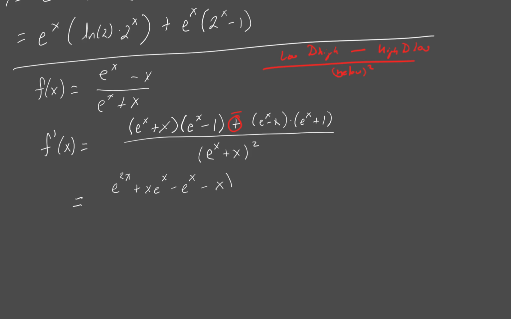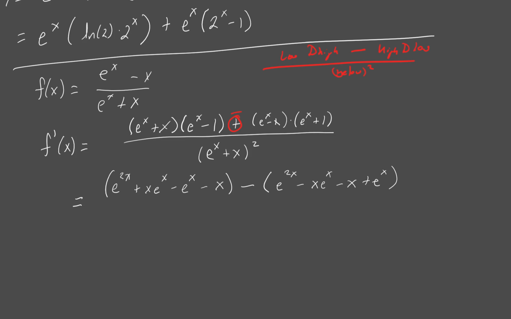Okay, so I've got this stuff, which was flying out the front, and minus this stuff. So I've got a, FOIL that out, e to the 2x. I've got a minus x e to the x. I've got a minus x and I've got a plus e to the x. I think that's all four of those terms. Okay.